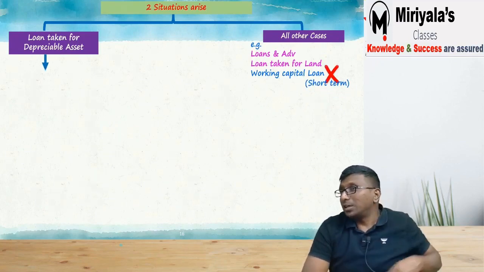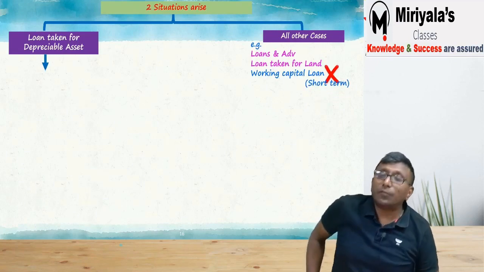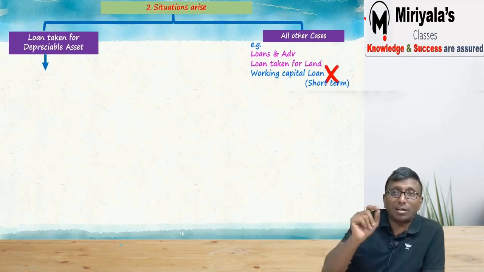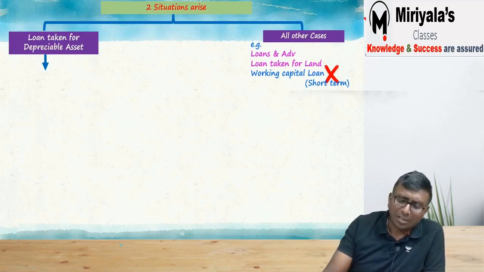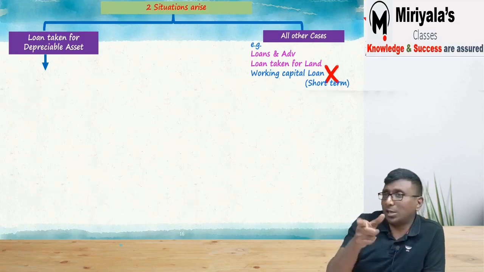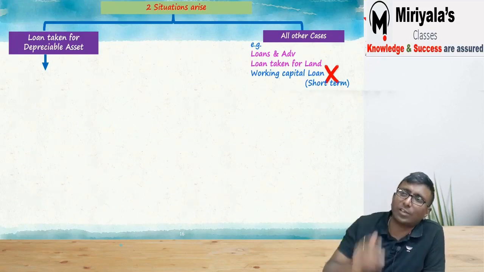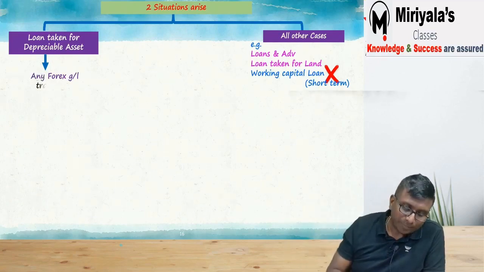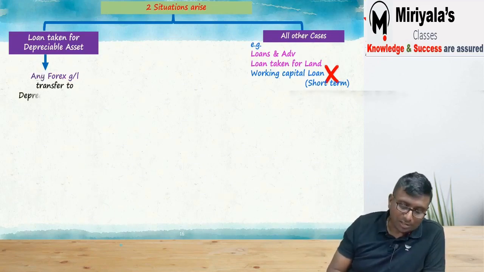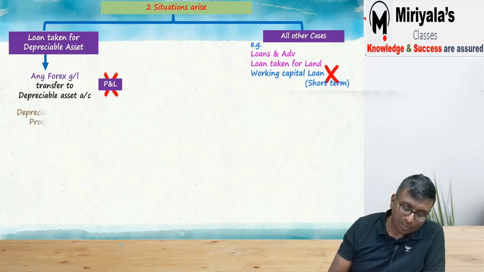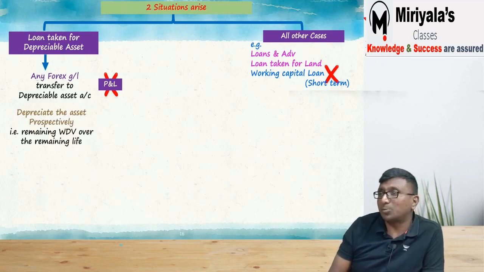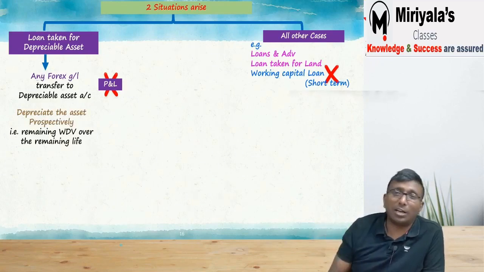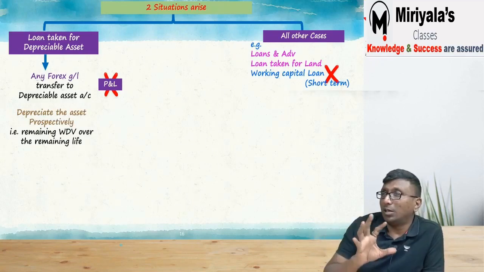So in AS11, what was the exemption given? If it is a loan taken directly related to a depreciable asset, any foreign exchange gain or loss should not be transferred to P&L. Adjust it with the fixed asset and depreciate it prospectively. Prospectively means the remaining WDV over the remaining life. That's all. Understood?